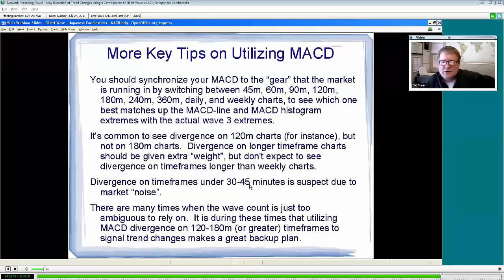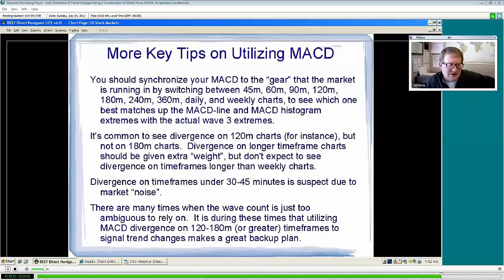Divergence on time frames under 30 to 45 minutes is suspect due to market noise. As a general rule, I don't like to go down below 45 minutes on my charts, because at that point the MACD has a tendency to just follow price.